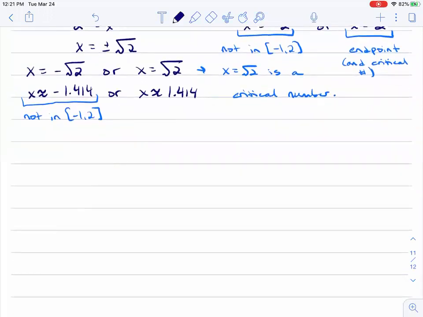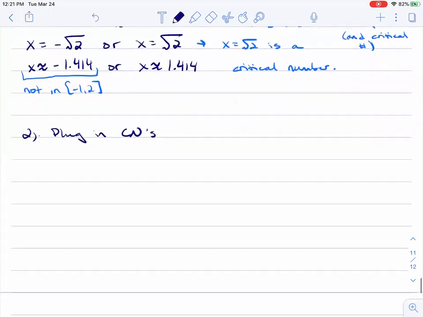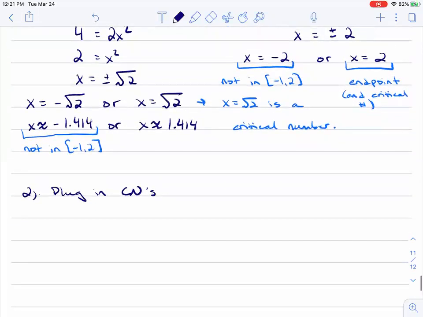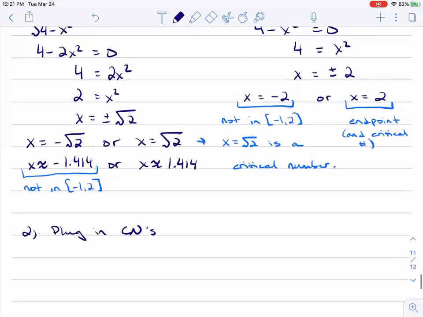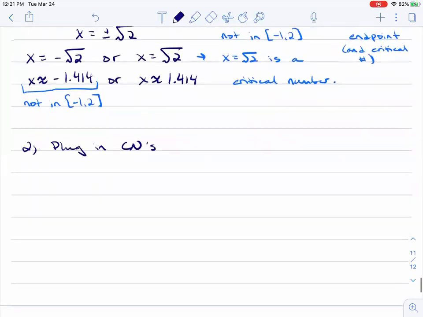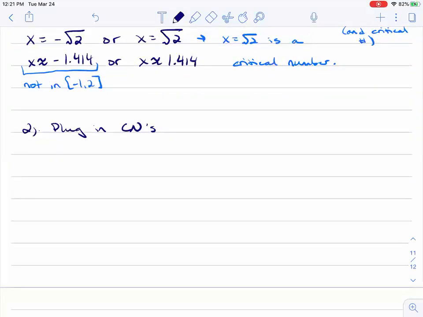So the second thing that we have to do is we have to plug in the critical numbers. So the only one that I'm going to do here is the root of 2 is a critical number, and then I'm going to save x equals 2 and use it as the endpoint. Now, I'm not really too picky about that, but it just looks better if you have 2 endpoints because it just makes more sense.